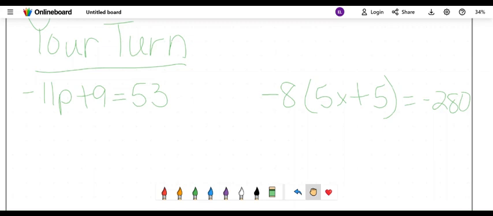Hello guys! So today we're going to learn about multi-step equations. There isn't actually a lot of equations that I'm going to give you as an example. There are only two equations. I'm just going to show you how multi-step equations are set up.